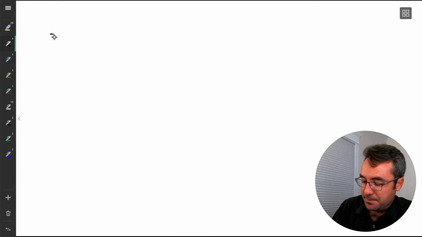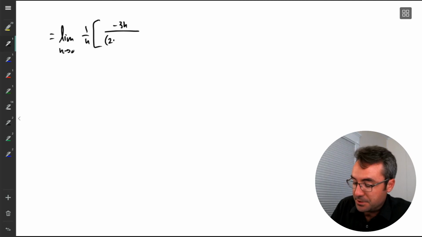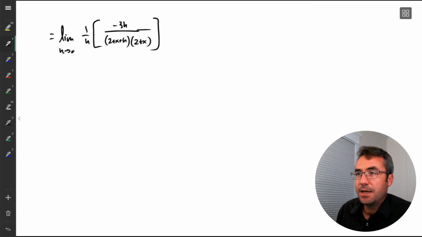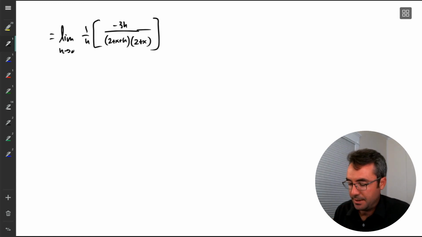So let's write this out. The limit as h goes to 0 of 1 over h, and then the term in the brackets simplifies down quite nicely into negative 3h, over 2 plus x plus h times 2 plus x. Make sure I got that right. 2 plus x plus h, 2 plus x. Yeah, there we go. All right, and we're in good shape here. So this is simplified down quite a bit. A little bit more we can do.